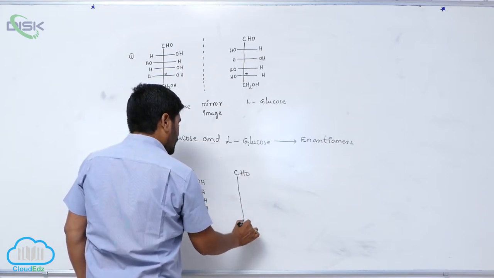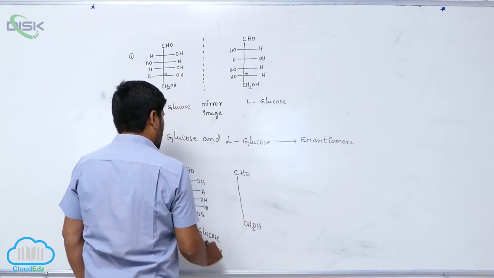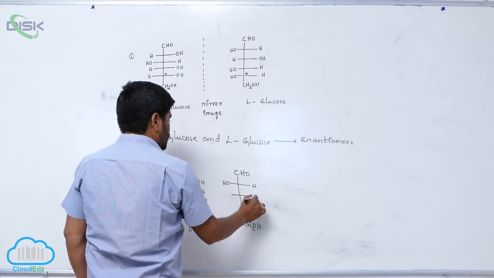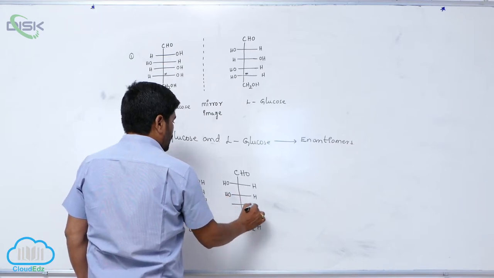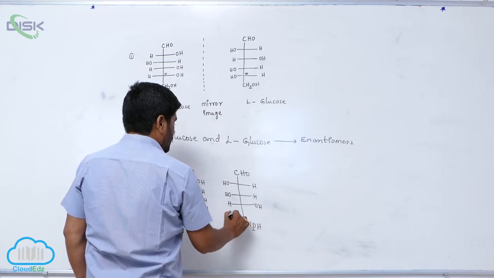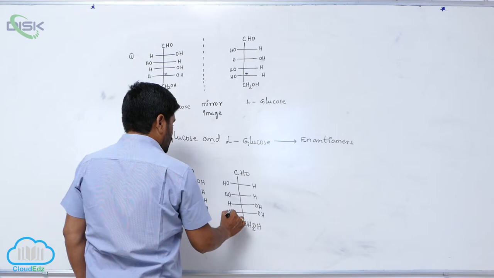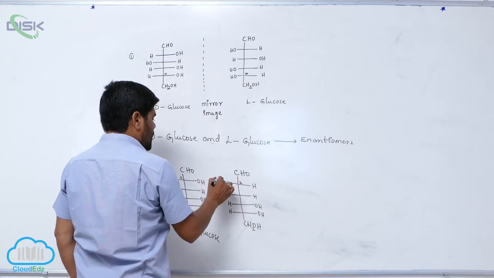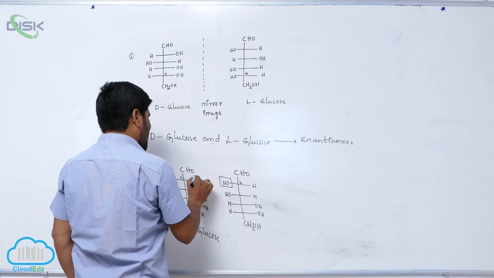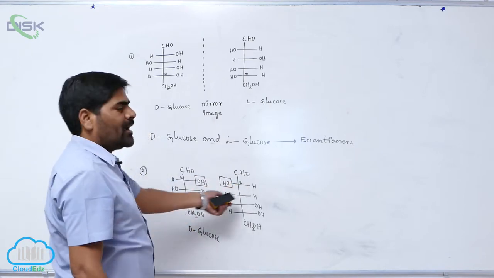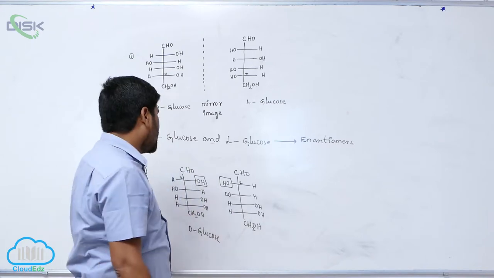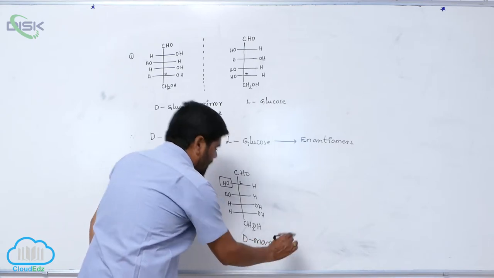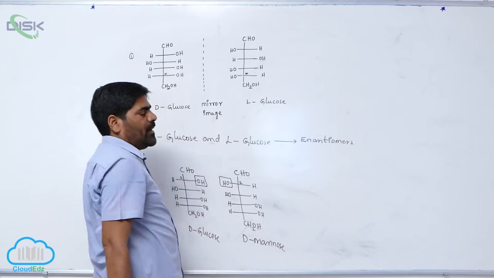Aldehyde, CH2OH, here is HOH, third carbon OH is left, fourth carbon OH is right, fifth carbon OH is also what? Right. Now this is the second carbon, here OH is right side, here second carbon OH is what? Left. The remaining chiral center configuration remains the same. So that is the reason why this is D-mannose. So these two are a pair of diastereomers.